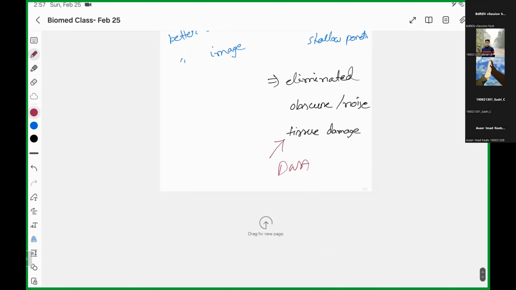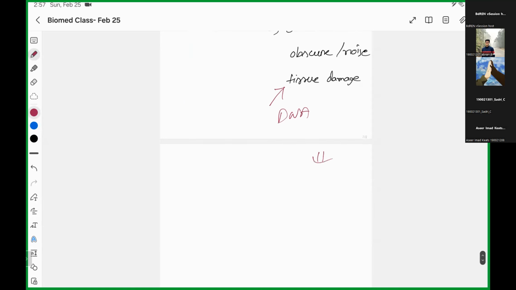Now, how to eliminate those things? How to eliminate these long wavelengths? Filter. Okay, we have to use a filter operation. Filtering using what? Metal plates. Okay, metal plates like aluminium.